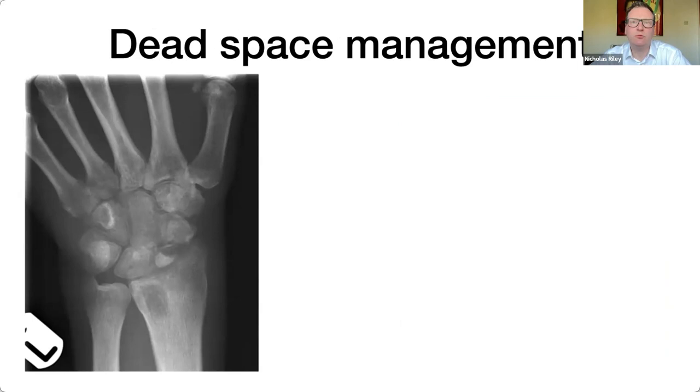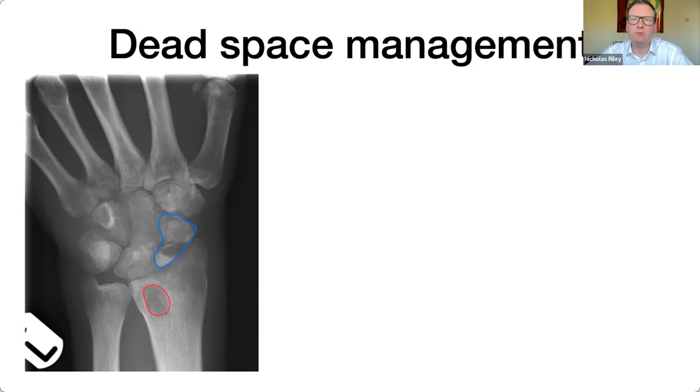This is a gentleman who had a non-union of his scaphoid grafted, and he developed a post-surgical infection. And it became apparent that the scaphoid wasn't going to be alive and it needed to be debrided and removed. So we've got 2 areas of dead space in this patient. We've got the red area, which is the graft site in the distal radius, which is just a cavity. And then we've got the blue area of the scaphoid. Now, if we leave that dead space open, it could cause a problem with recurrence of infection, but the wrist could also migrate, and that could make the definitive treatment more difficult.